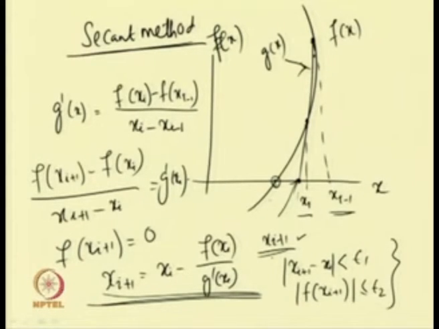So, we will continue to find this x I plus 1 till this objective is achieved, that is, the solution should converge to a value, and the functional value, that is f x, should be closer to 0, or this x I plus 1 minus x I should be very small. So, one can take either this criterion or this criterion, or one can take both criteria to check the convergence.